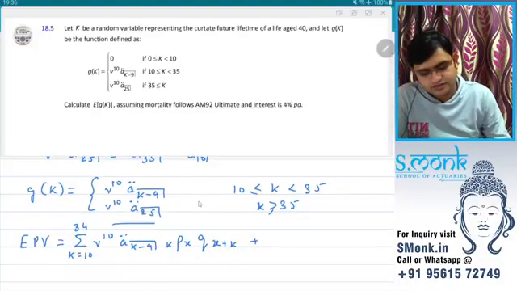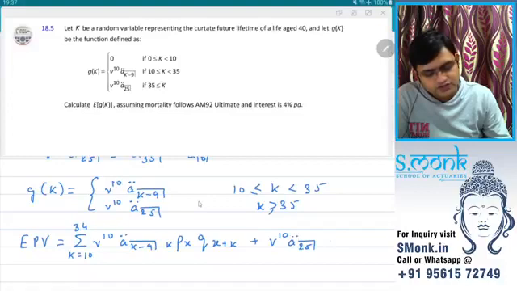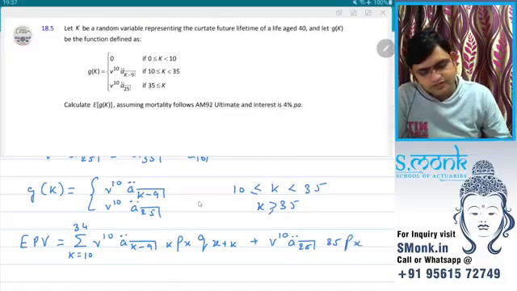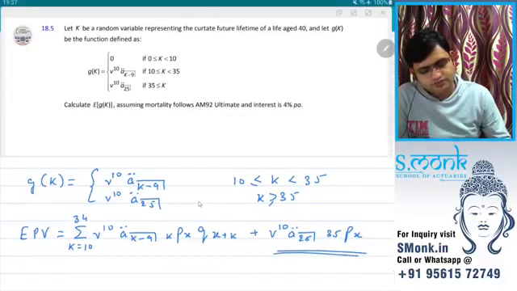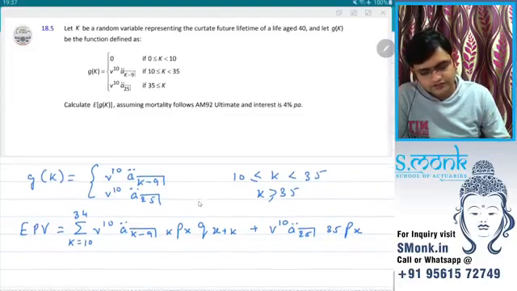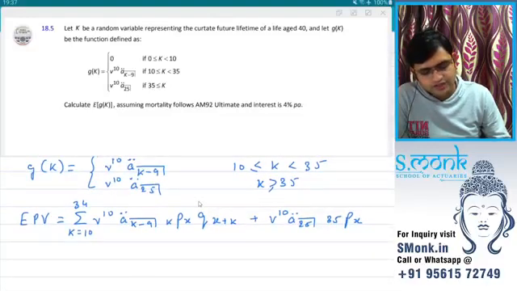Plus this value, that is v raised to 10 a due 25 for anybody who survives that time, that is survives 35 years. 35 px. Okay, so this is no problem. This we can easily find from AM92. But this, how would we solve it?